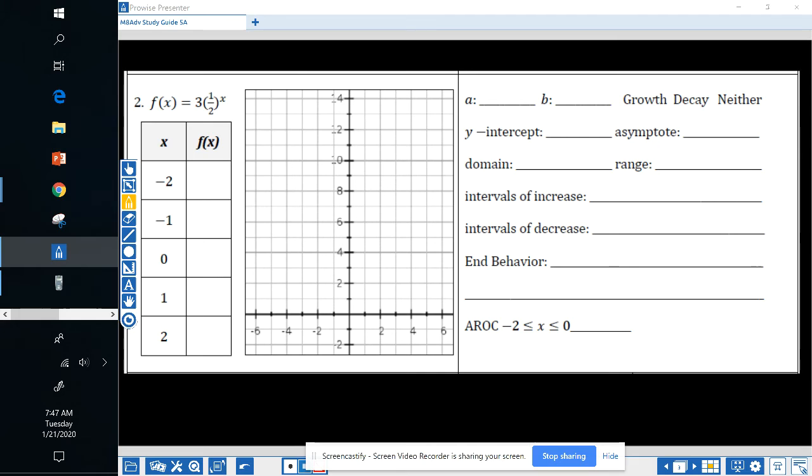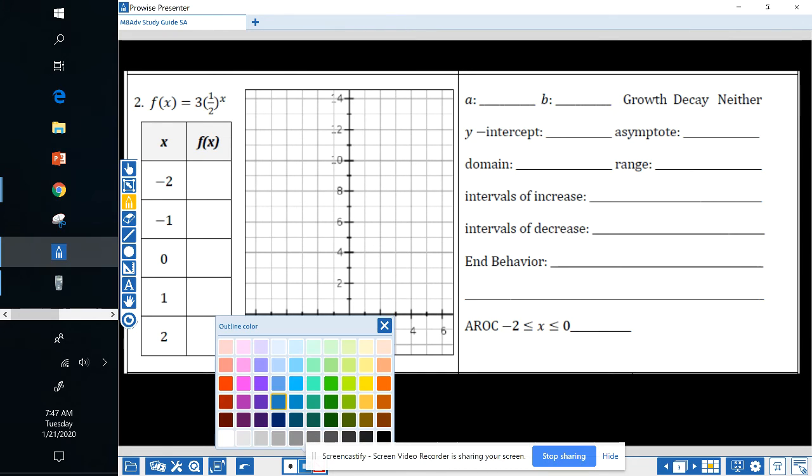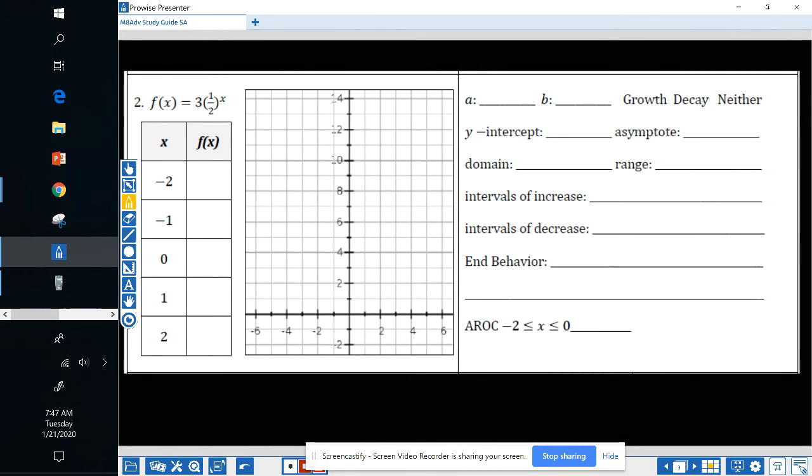Number 2, let's get a different color. This time our A is 3, but our B is 1/2, so we know this is a decay because it's between 0 and 1. Our y-intercept is (0, 3). And the asymptote is y equals 0, again the k value, which is 0.